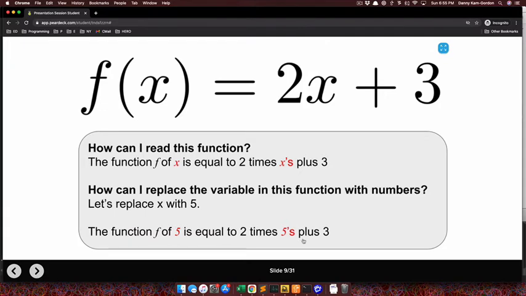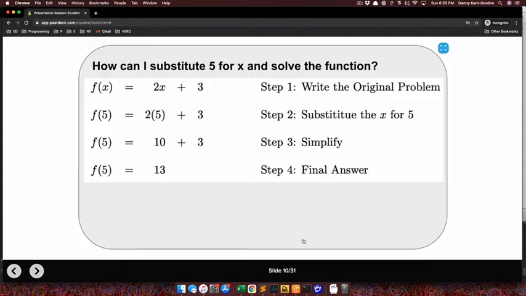So let's go ahead and try one of these problems now. We're substituting 5 in for x. So we take out the x here and the x here. We put in 5 and we put in 5. So for f of 5, 2 times 5 is 10. And then we bring down the 3. And 10 plus 3 is going to give us 13 for our final answer. So the way we would read this is we would say f of 5 equals 13.